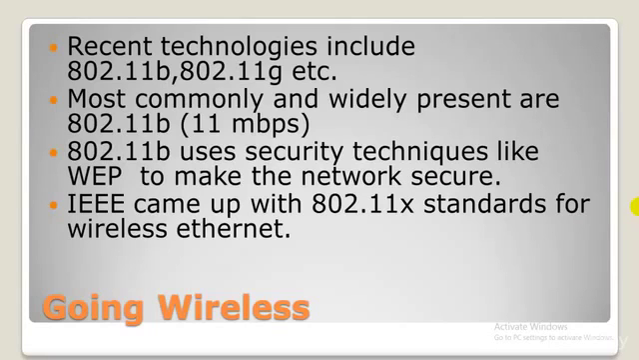To start with, there are different types of securities. Recent technologies have 802.11b, 11g. Most commonly used are 11b, that's up to 11 Mbps, and 11a and 11g are not that famous, but they're used in very large companies because they have extremely high speed. 802.11b uses security techniques like WEP to make the network secure, but WEP is not that secure as per my experience. Not only my experience, even if you check on the internet, it's very easy to crack the WEP encryption. And finally we have the IEEE that came up with 802.11x standards for wireless Ethernet.